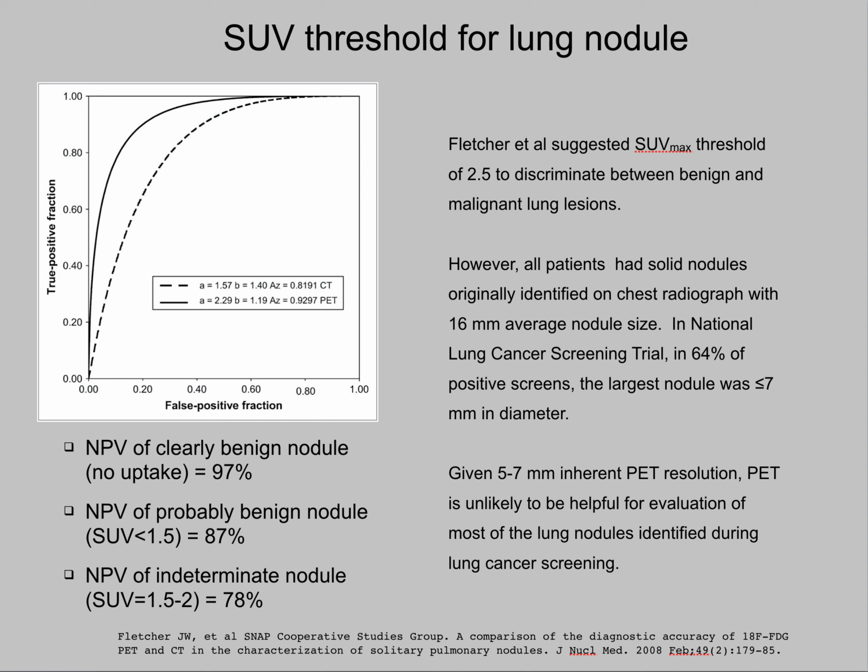In many articles, I've come across SUV max of 2.5 to use as discrimination between benign and malignant lesions, and this is one of the papers that suggested it. So this was a SNAP cooperative trial that looked at CT and PET in the evaluation of X-ray detected lung nodules. So obviously these were big nodules if we saw them on X-ray, and of course SUV max threshold of 2.5 ended up working because these are huge lesions. So using that cutoff, the PET was superior.